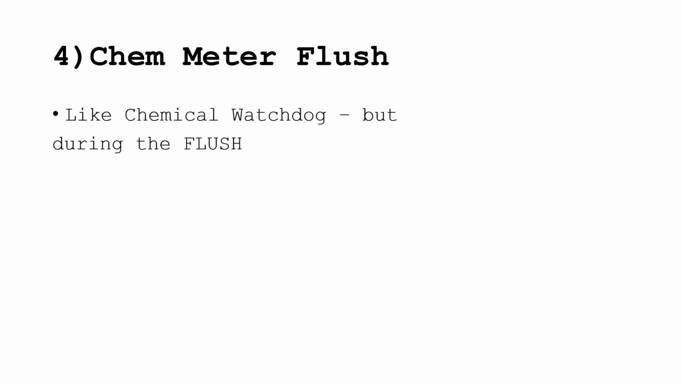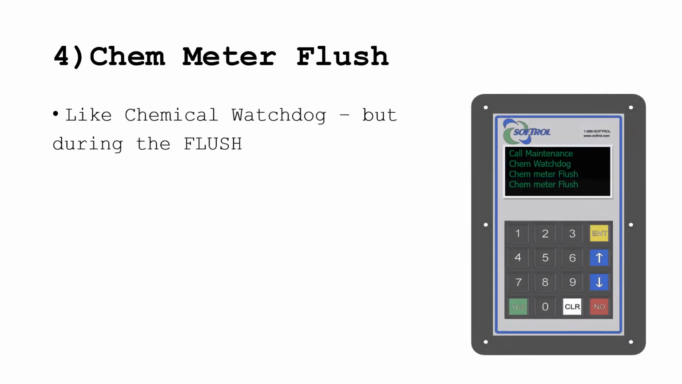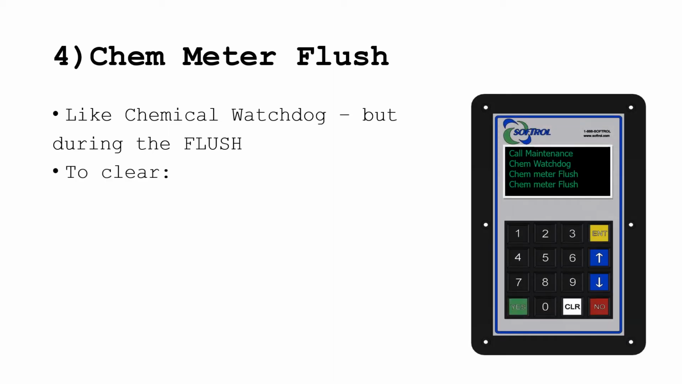4. Chem meter flush. This alarm is similar to the chemical watchdog alarm but occurs during the metered flush after the injection. When the flush takes too long, the machine will show this error. To clear, enter the level 7 password to reset the system.